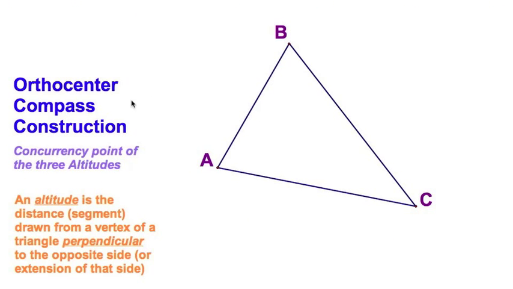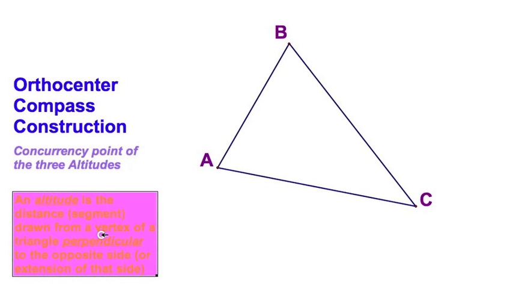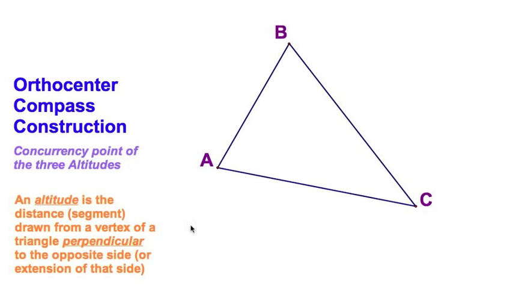Well, it's time to construct our orthocenter, the concurrency point of the altitudes. If you've forgotten your definition, an altitude is drawn from a vertex perpendicular to the opposite side. In the case of an obtuse triangle, to the extension of the side. I'm going to start with this one, drawn from vertex B, perpendicular to the opposite side AC.